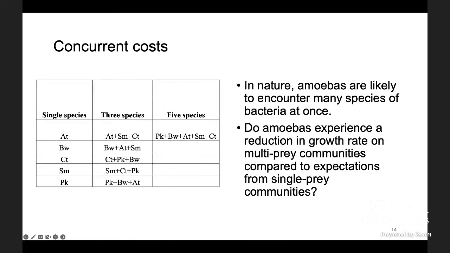Now, of course, amoebas are more likely to encounter many species of bacteria at once, and it's not like they feed on one thing the entire time and then move on to the next. So I looked at if amoebas experience a reduction in growth rate in multi-prey communities. For this experiment, I had 5 single species communities listed over there, and then 5 3-species communities that are a combination of these single species, and then 1 5-species community.